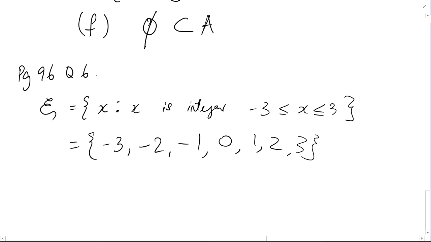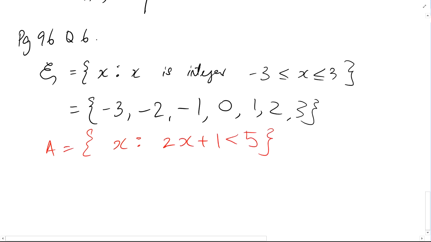Okay? Of course, if they give you a funny range, let's say until 300, we don't expect you to list everything out, because it doesn't make sense for you to spend so much time to list everything out. Okay, so this is easy enough. And we've got set A. It says that x, the elements x, has the following conditions to meet. 2x plus 1 is less than 5. So, do you understand what this means over here?